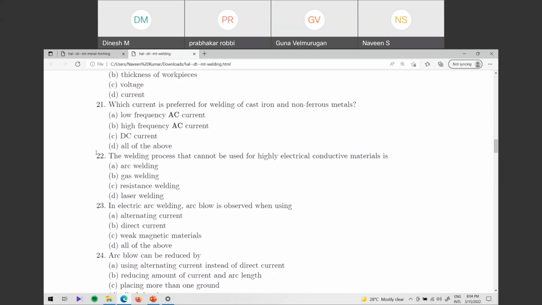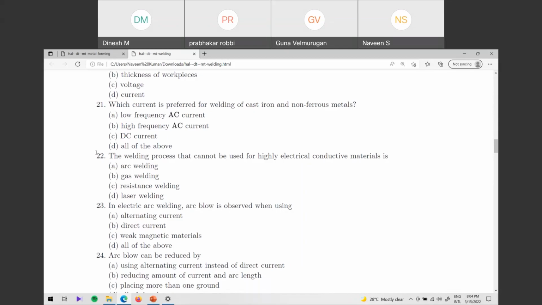Because gas welding and laser welding are independent of the electrical conductivity of the material. It doesn't matter, because laser is generating heat and gas welding is generating heat because of a chemical reaction. Laser generates heat because of its light settings, right? Because of population inversion and all. It doesn't depend upon the conductivity of the workpiece material. Arc welding is dependent, but it is good that you have a highly electrically conductive material.